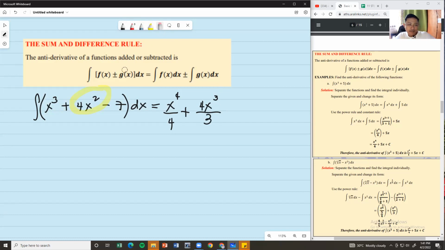Ayan. Done. And finally, let's have this. What is the antiderivative of -7? Type it in the chat box, please. Very good. Correct. That's -7x. Okay. Is that the final answer? Okay. Wag pong kalimutang isulat yung plus C. Correct. Plus C. And this is now the integral of this given. Got it? Show me a reaction if you understood that process. Good. Okay, nice. I'm happy.